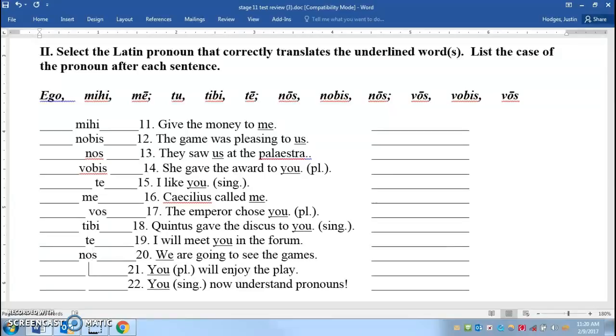Number 21, you plural will enjoy the play. Well, you is the thing that will be doing the enjoying. That makes it the subject. So we need vos, the nominative form. And then number 22, you singular now understand pronouns. Well, you are the thing now doing the understanding. That makes you the subject, and therefore the nominative form is what we need of the word tu, which is tu.